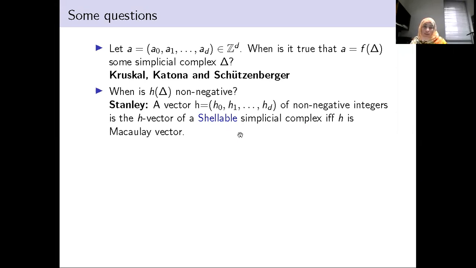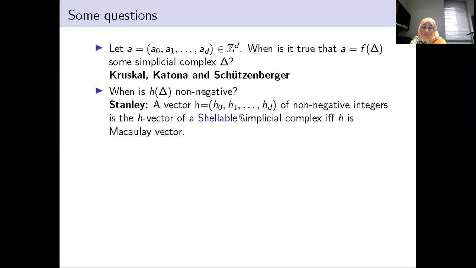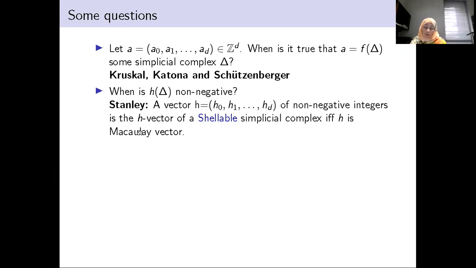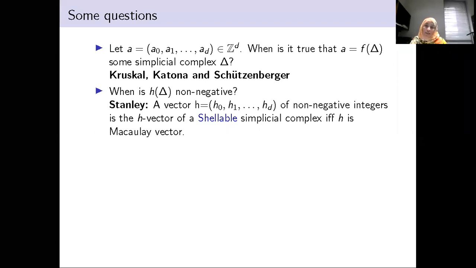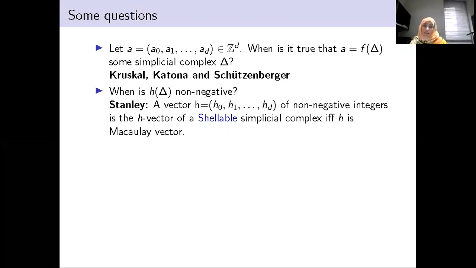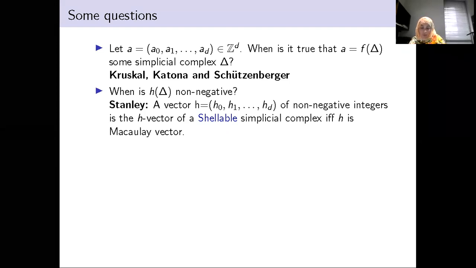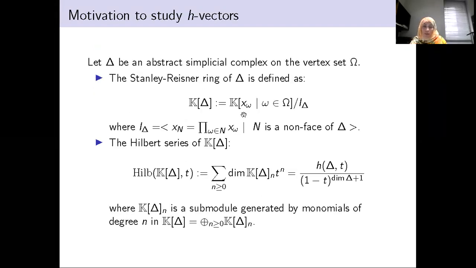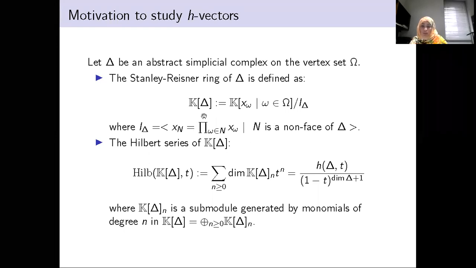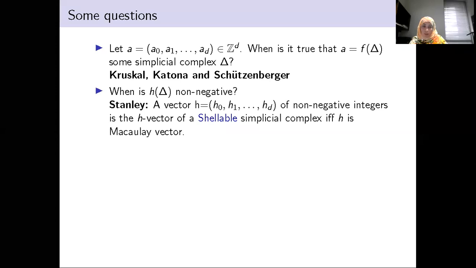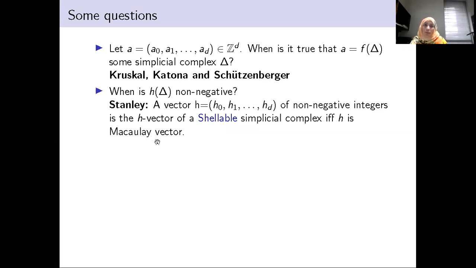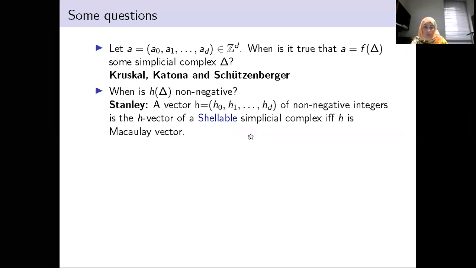And for those simplicial complexes, this h vector is always non-negative. Moreover, there is another condition, which says h is a Macaulay vector. This is a condition connected to the algebra, which I have already said something about in this part. So it's mostly connected to the algebra, and I'm not talking about that one. Or you can say that this gives you some specific relation between these h_i's. Okay, so let's move to another question.